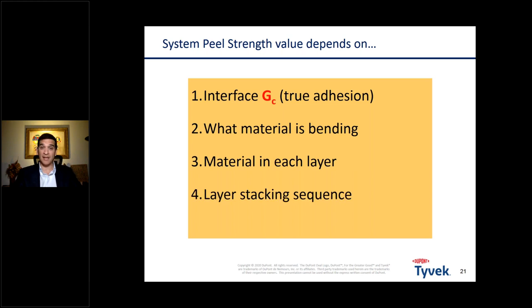The other thing is the layer stacking sequence. If we change the stacking sequence or the thickness of different layers, we're going to get a different seal strength, even if we keep the sealant layer on the other side exactly the same. Because of the interaction of the other materials, the elastic and inelastic deformation, and the combination of all of that, we are going to get a different seal strength.